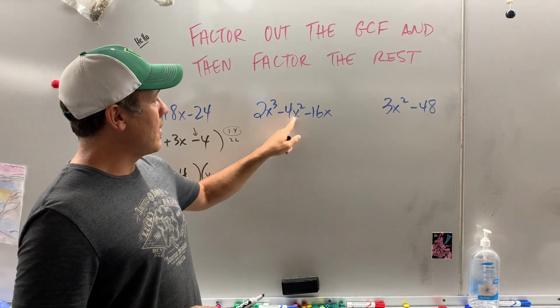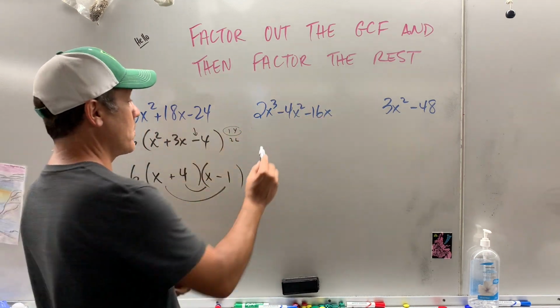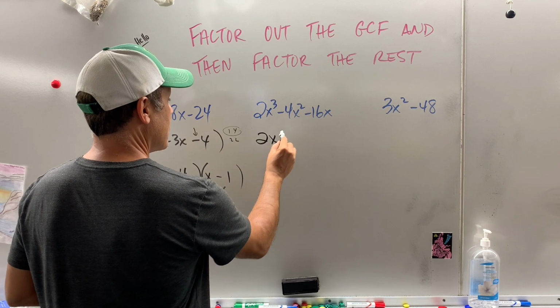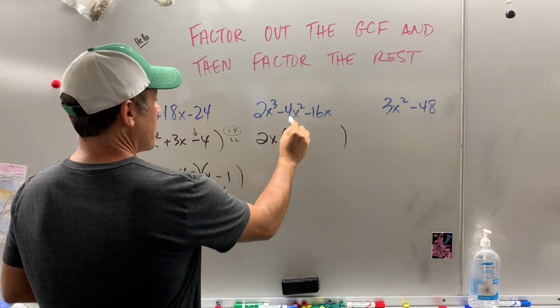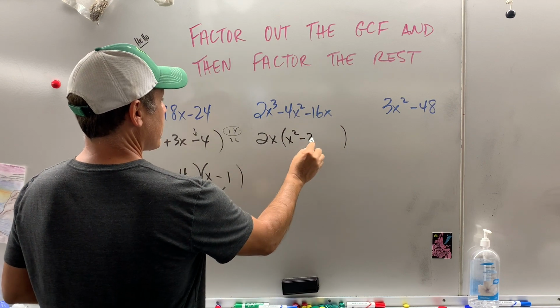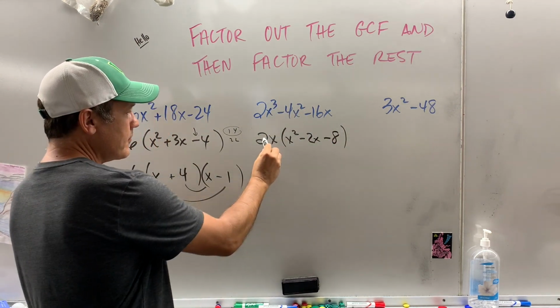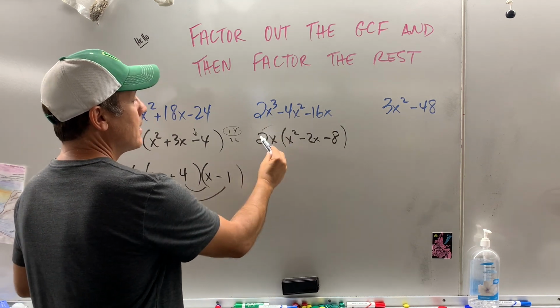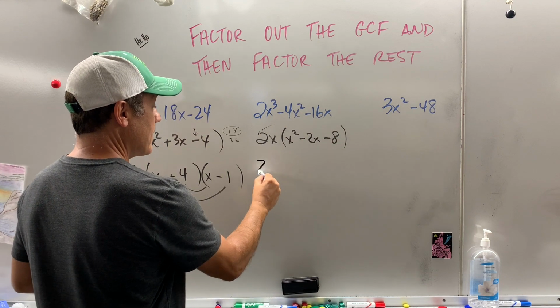Let's look at here. Okay, ooh, they all have an x. So I can pull out an x, and 2 goes into everything. So I could pull out a 2x. And what am I left with? x squared minus 2x minus 8. Let's double check. 2x cubed minus 4x squared minus 16x. Okay, bring this down.